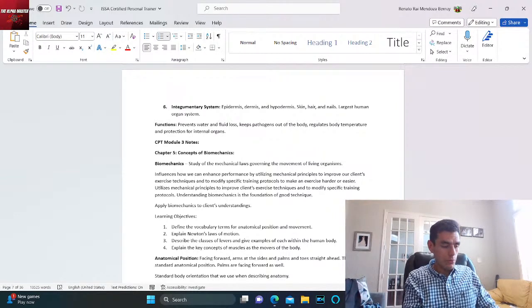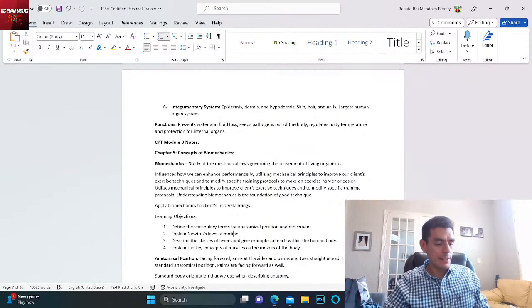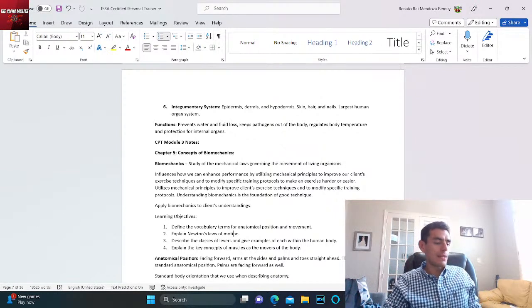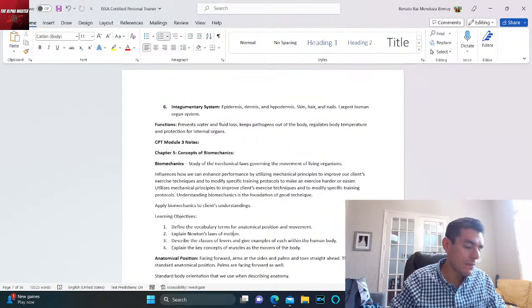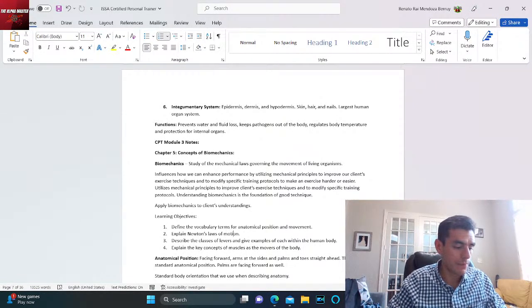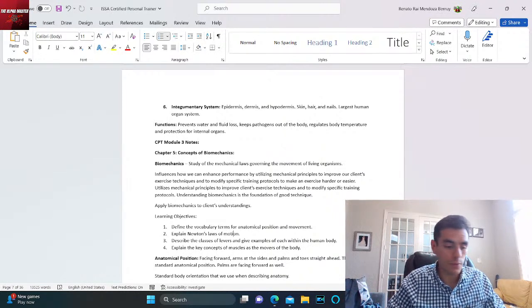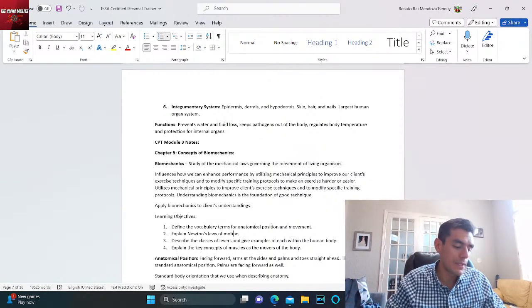I'm going to go over the terms that we're going to look at in chapter 5, concepts of biomechanics. We're going to go over anatomical positions, anatomical location terms, and the planes of motion, which are the transverse plane, frontal plane, and sagittal plane. Then Newton's first, second, and third laws. The first law is the law of inertia, the second is acceleration, and the third is action and reaction. And you have 3 classes of levers, which include fulcrum, resistance, and effort.